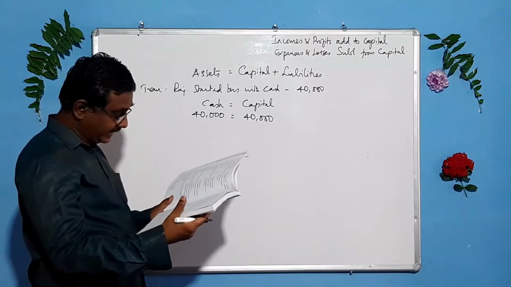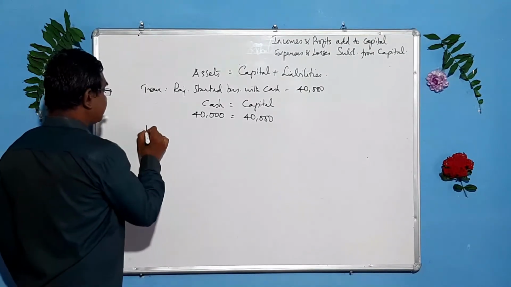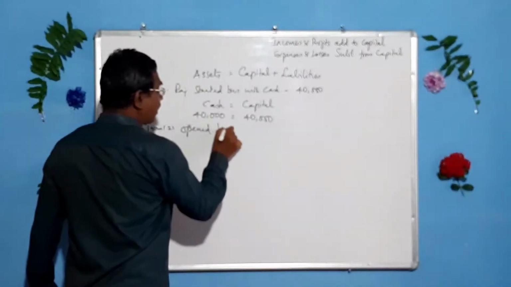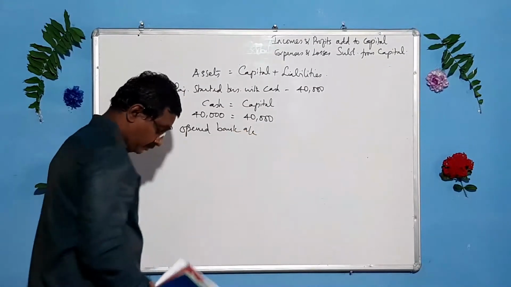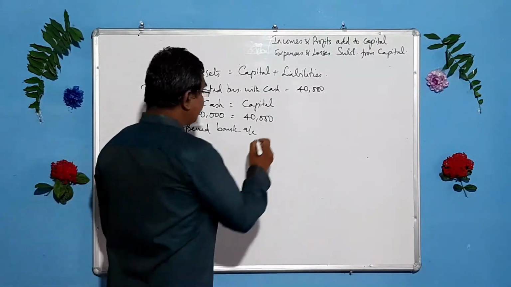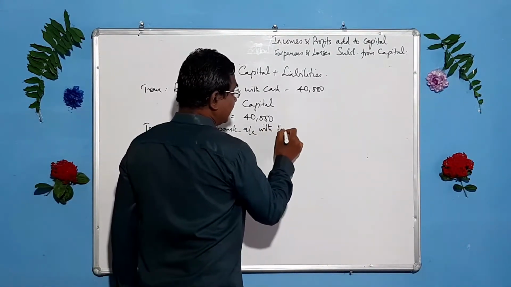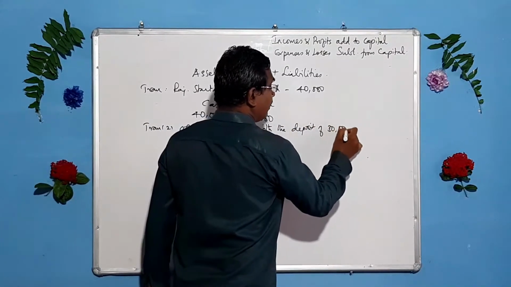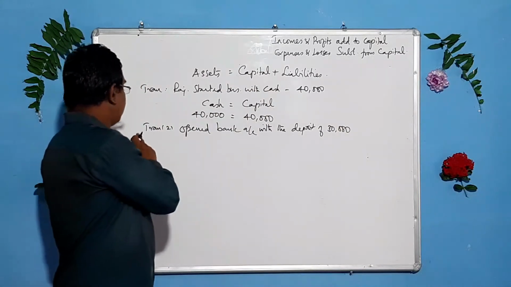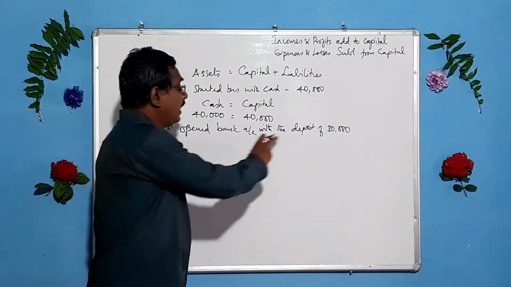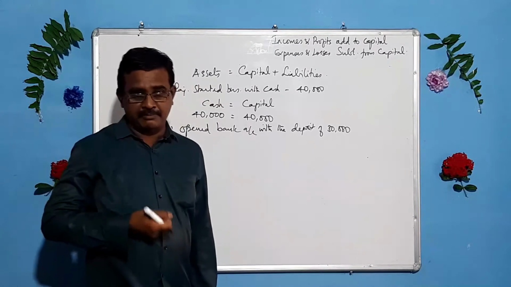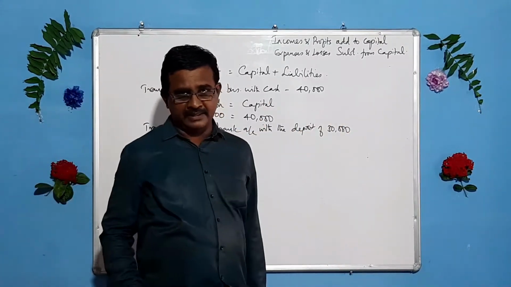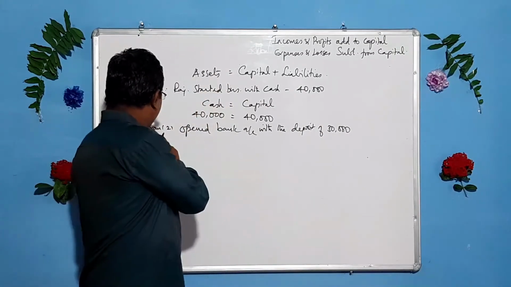Next transaction is to open the bank account with the deposit of 30,000. First, you have to understand the transaction. What do you mean by depositing in a bank? We take money from our hands, from our cash, and we put it in the bank. That is the thing which we do in this transaction.